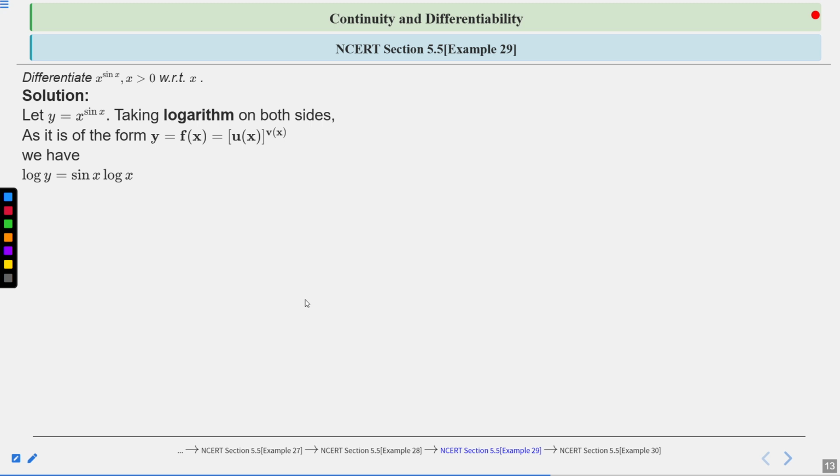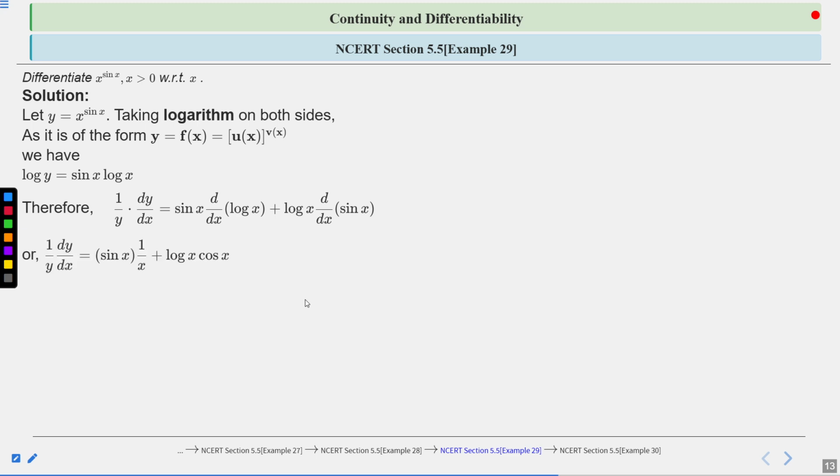So we have log y will be equal to sin x log x, right? Therefore, 1 by y dy by dx will be equal to sin x d upon dx of log x plus log x d upon dx of sin x. So it will be 1 by y dy by dx is equal to sin x into 1 by x plus log x cos x, right? Or dy by dx will be equal to y times (sin x upon x plus cos x log x), right?